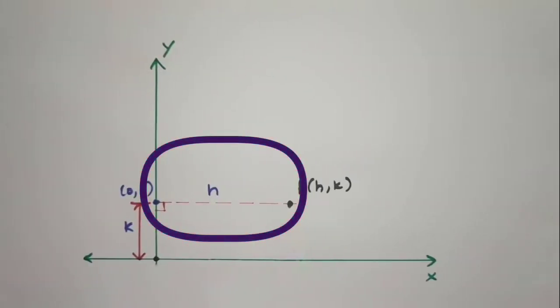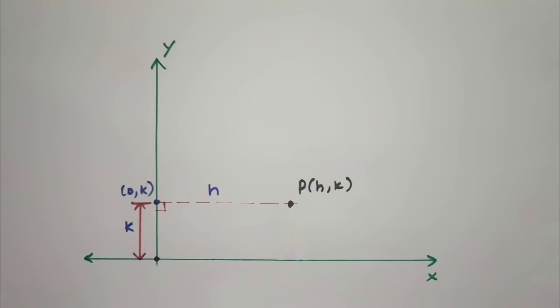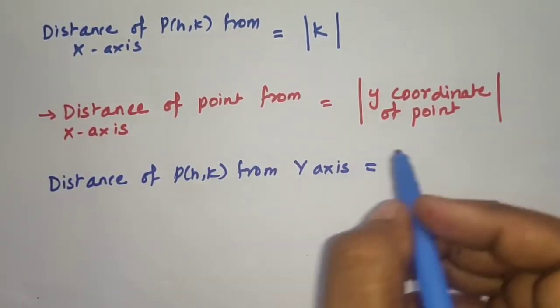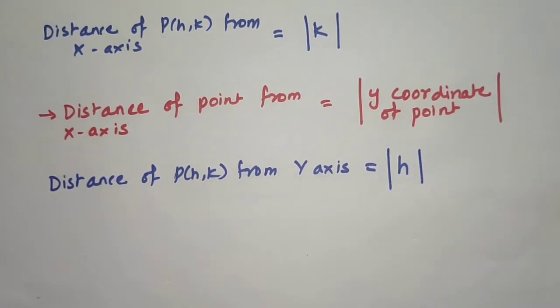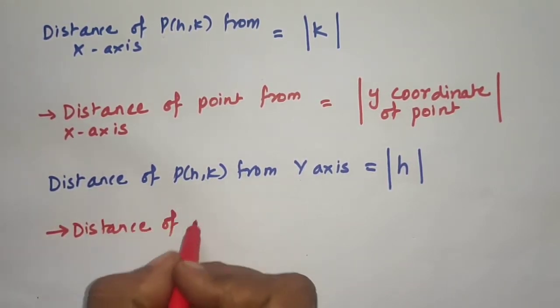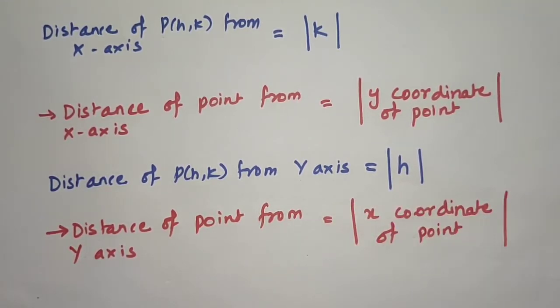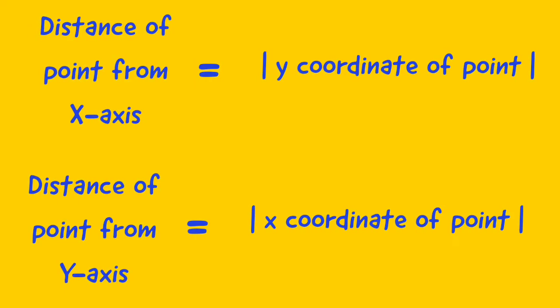Now let us observe this part, this distance. This distance is nothing but distance of point from y-axis. Therefore, distance of point from y-axis equal to h. Now, since the distance is positive, therefore a modulus sign. But what is h? Yes, the x-coordinate of point. So we can generalize and say distance of point from y-axis equal to mod of x-coordinate of that point. Once again, to summarize, distance of point from x-axis equal to mod of y-coordinate of the point, and distance of point from y-axis equal to mod of x-coordinate of the point.